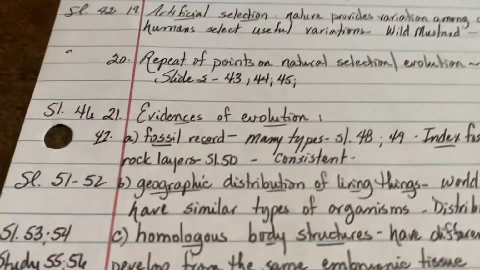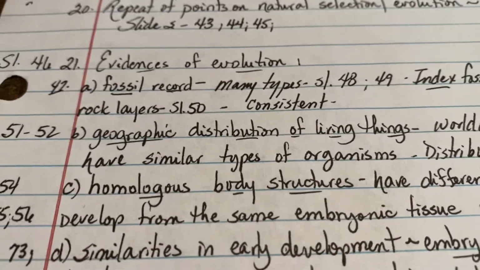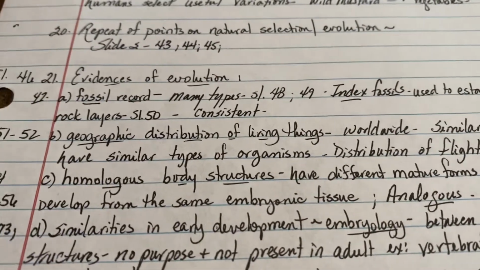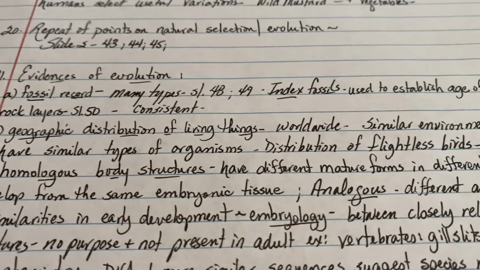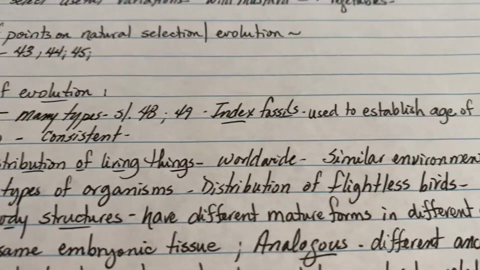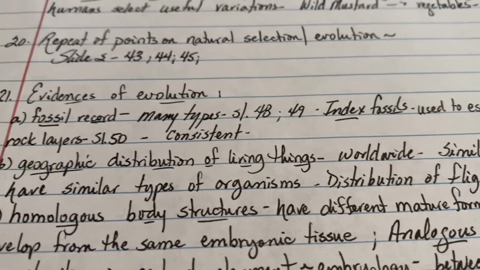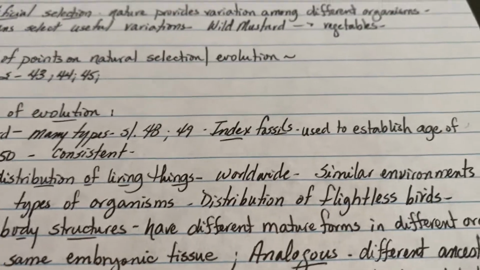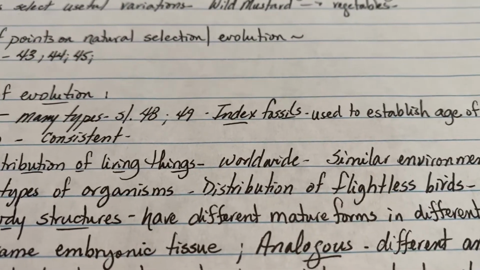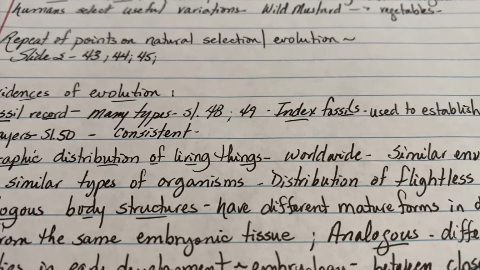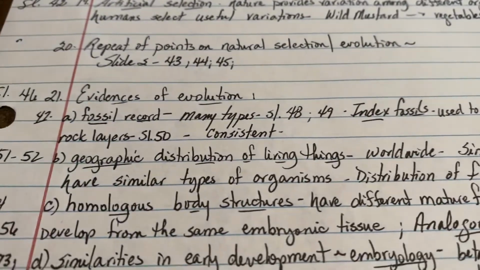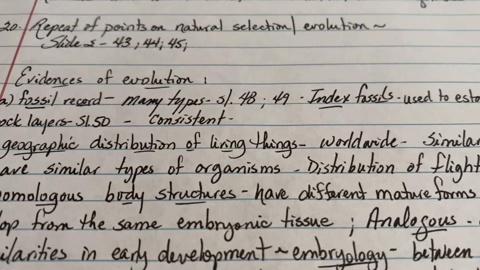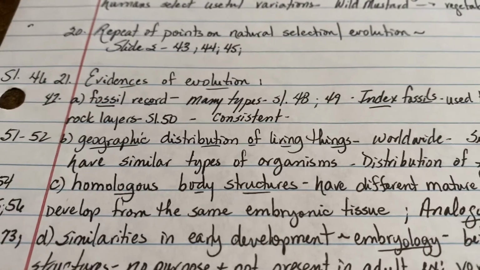There are many evidences for evolution. The fossil record, and remember, there are many, many types of fossils, and we have what are called index fossils. They're very consistent. They're usually found in the same sedimentary rock layers, and they're used to establish the age, these index fossils, of a particular layer of rock. Geographic distribution of living things worldwide. Similar environments tend to have similar types of organisms.